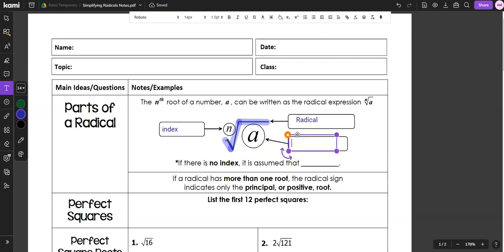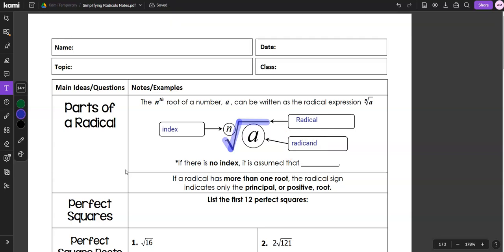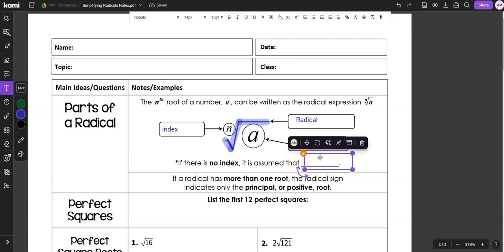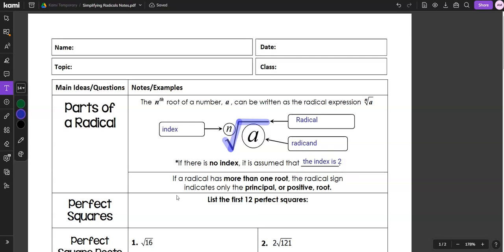Okay, and then the number inside the radical is called the radicand. But we don't usually use that word, so I'm not going to worry about that too much. If there is no index, it is assumed that the index is 2. Always 2. If there is no index, the index is 2, which means we're taking the square root.